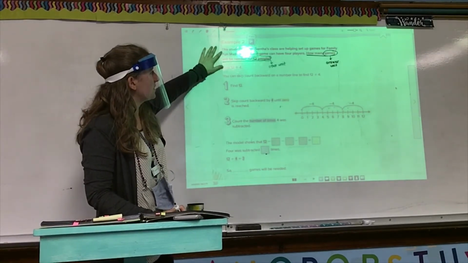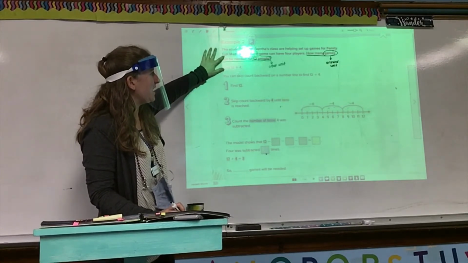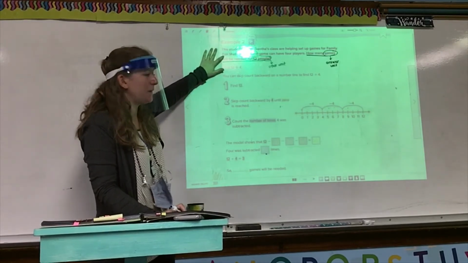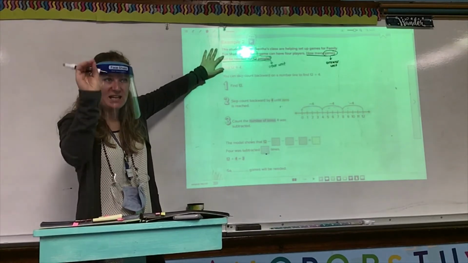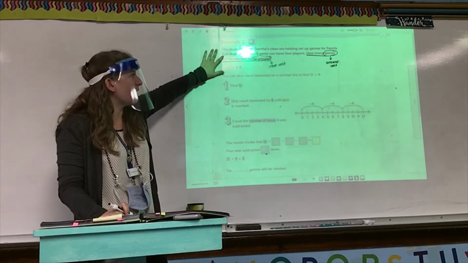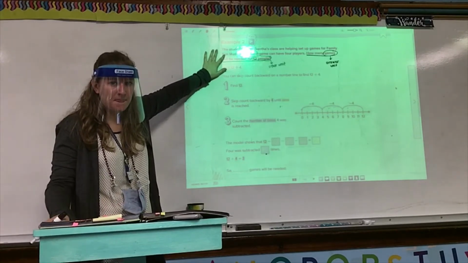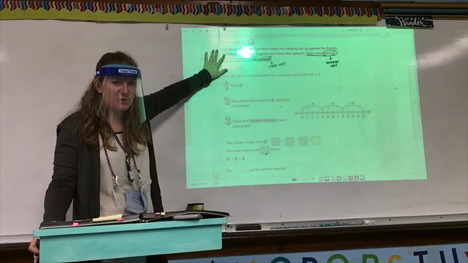The students in Mr. Bantha's class are helping set up games for Family Fun Math Night. Each game can have 4 players. How many games will be needed for 12 people? Is there anywhere in our problem that tells us this many games? Is there any number in our problem that represents games? Carla? Yes. What number? Where is there a number that represents games?